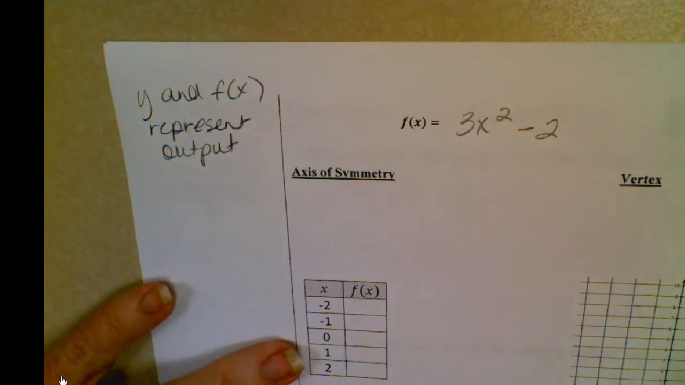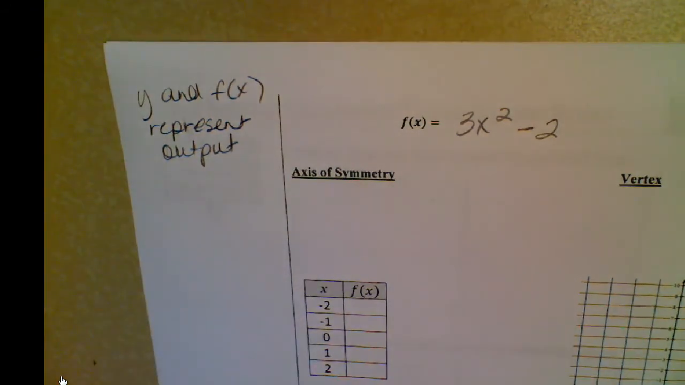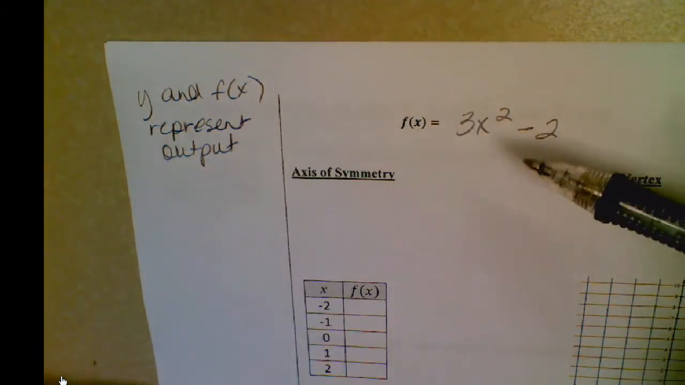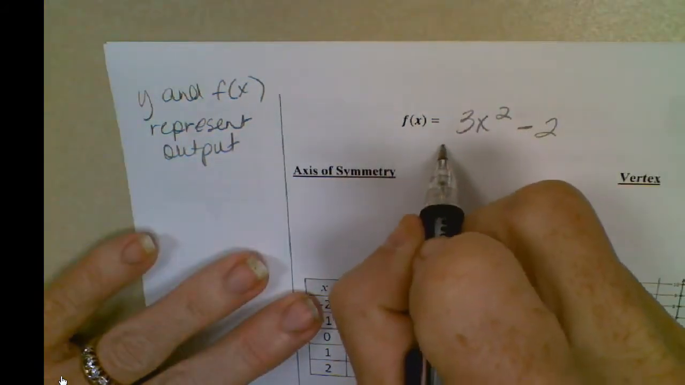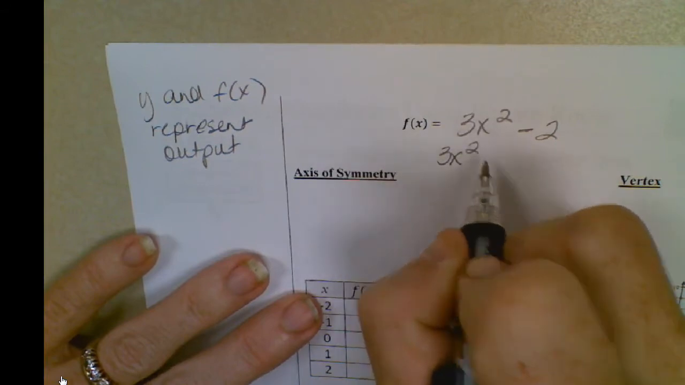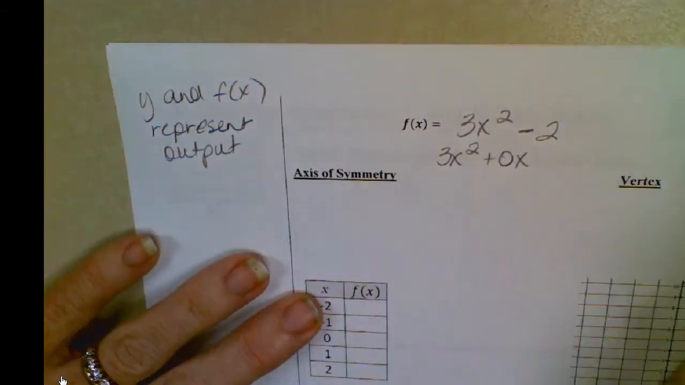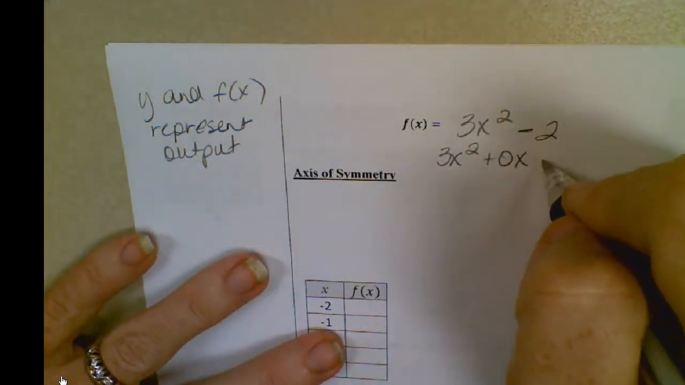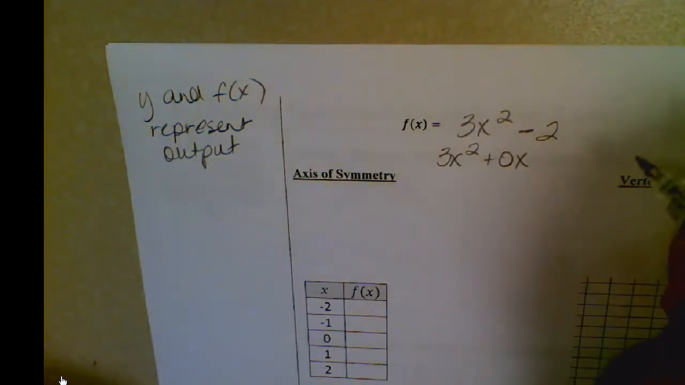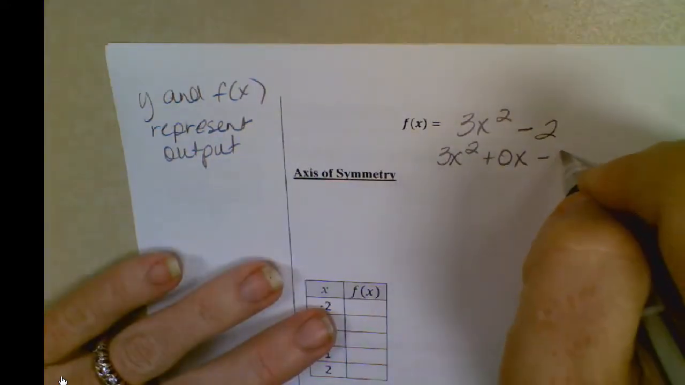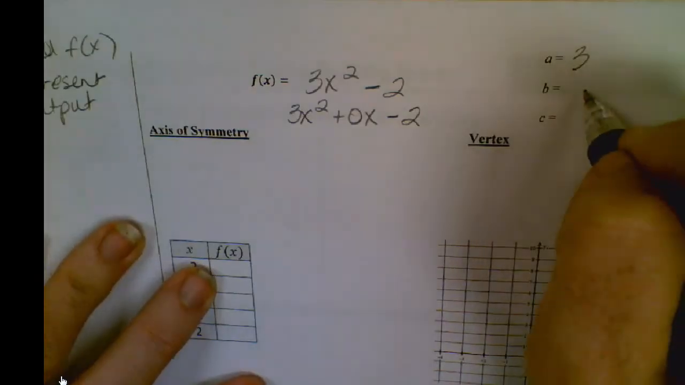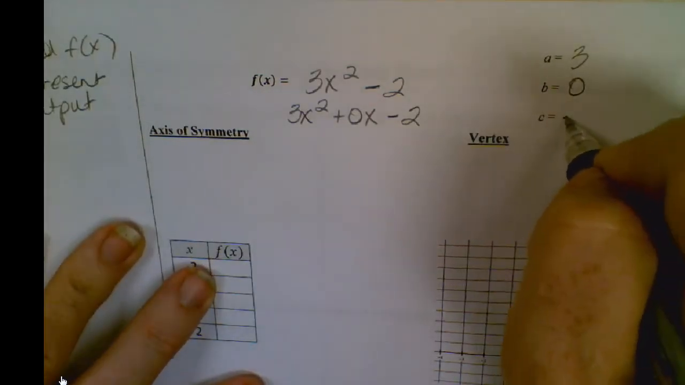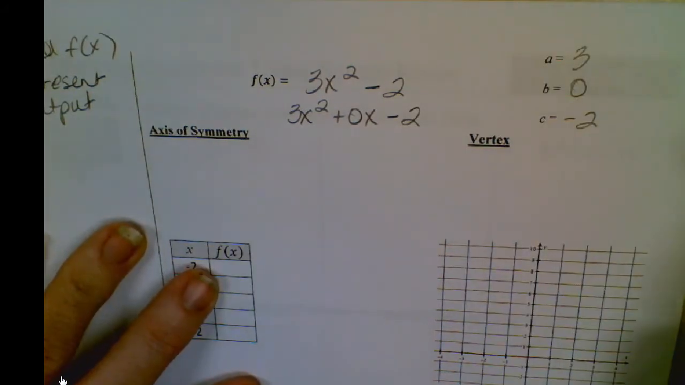All right, so let's do the same thing again. I have an x squared value. What is this missing? It's missing an x value. So let's rewrite that and see what we really have. We really have 3x squared plus 0x. I don't have a middle term, so there's still a number of x's. It just happens to be 0. There's none of them there. Minus 2. So our a value is 3, our b value is 0, and our c value is negative 2.